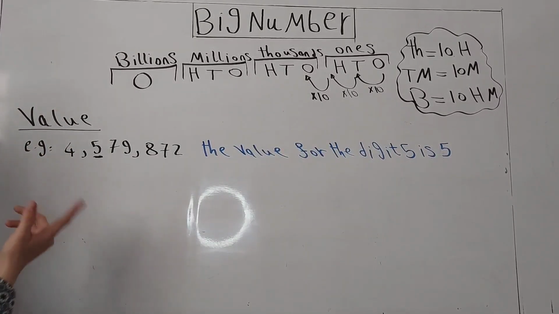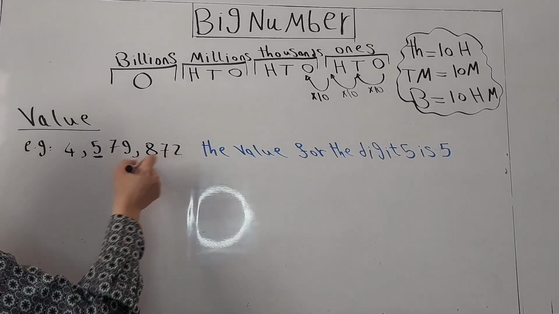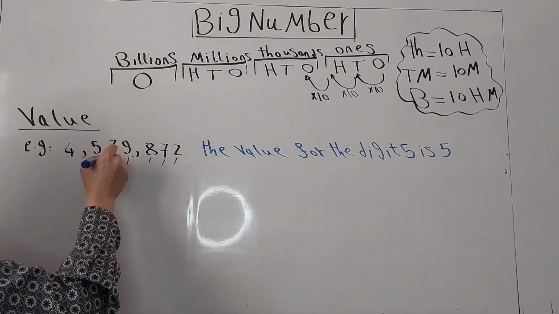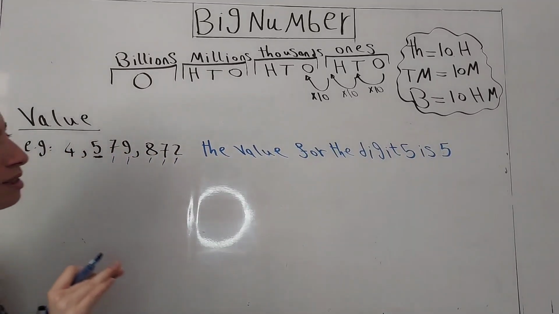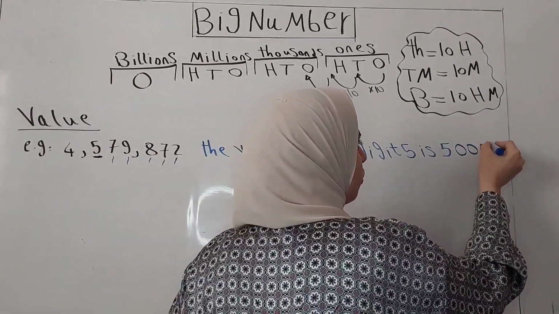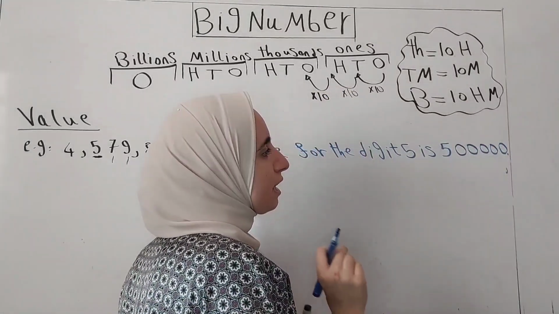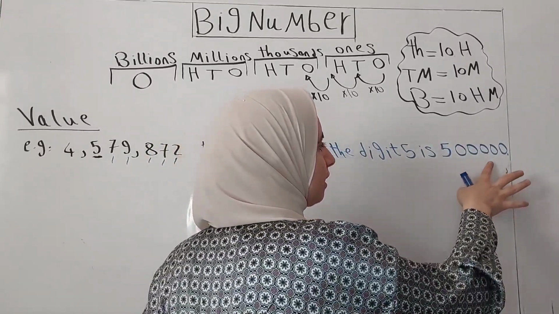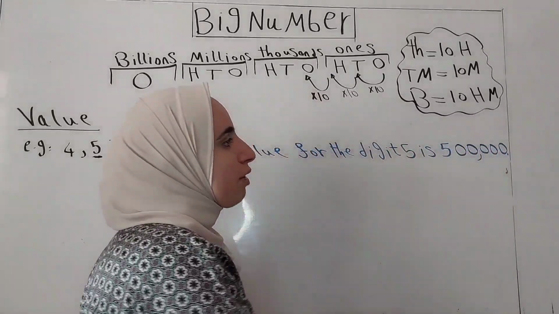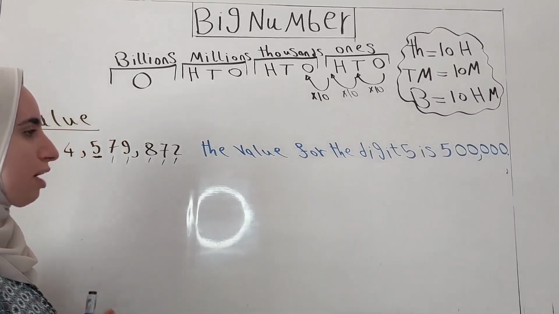Then we replace the last place with zeros. Let's count with me: 1, 2, 3, 4, 5. So we put 5 zeros. And finally, we use commas to separate each 3-digit period from the right going to the left. 1, 2, 3, comma, 1, 2, 3. We finish. This is the first way to write the value for the digit 5.